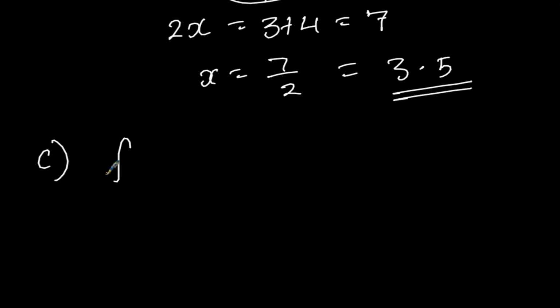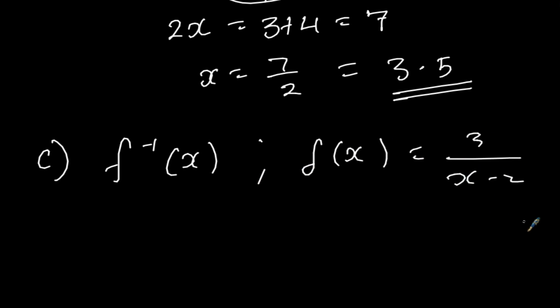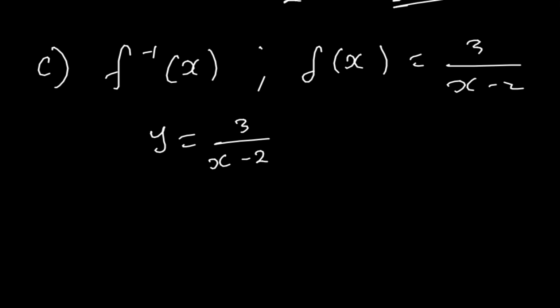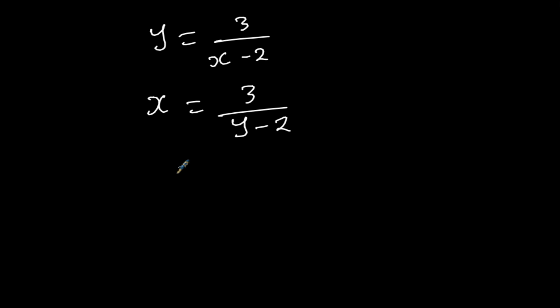And then part C, we are finding the inverse of the function, and our function is f(x) equals 3 over x minus 2. So to find the inverse, we first let y be 3 over x minus 2. After letting that, we switch the letters: the y becomes x and the x becomes y. And after that, we make y the subject.